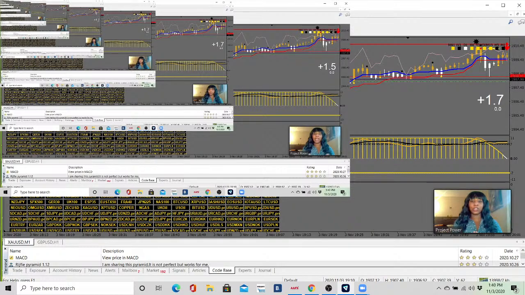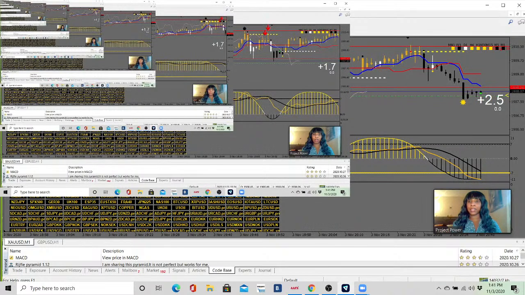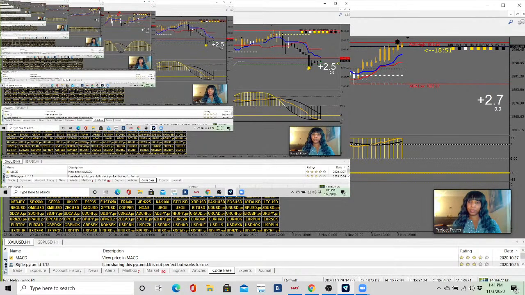I jumped in gold earlier, I want to say about 11 a.m. I decided to get in because all signs pointed to it buying up. So I'm going to go to the hour time frame. There is a star bar arrow, which is what the SBA stands for, star bar arrow.